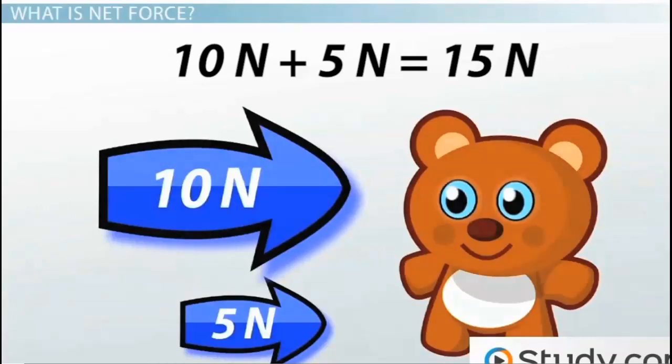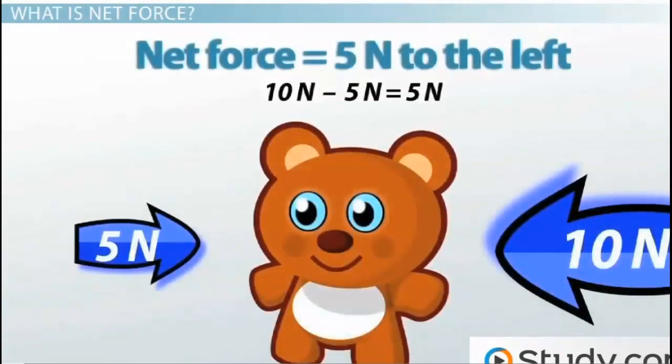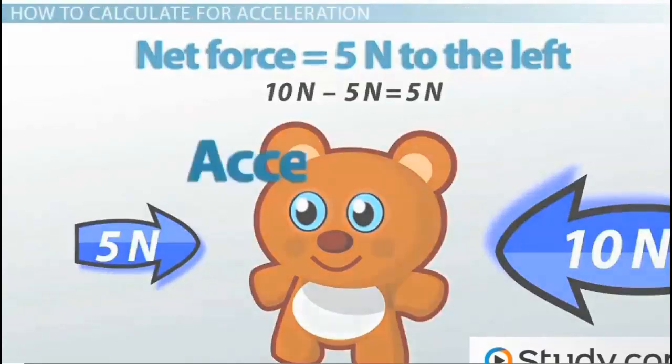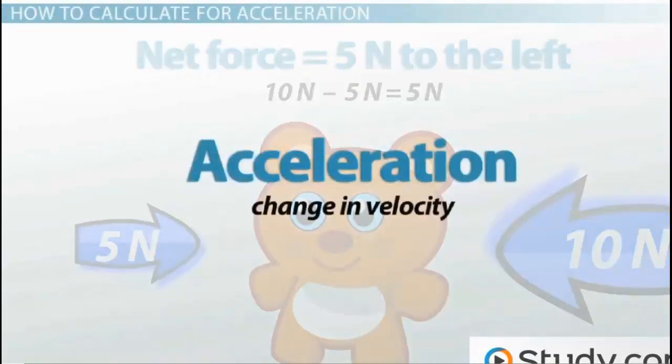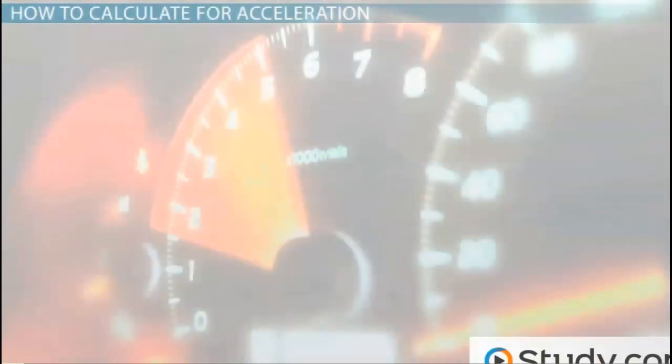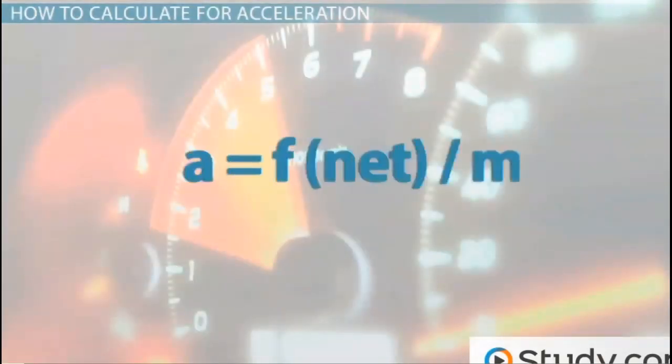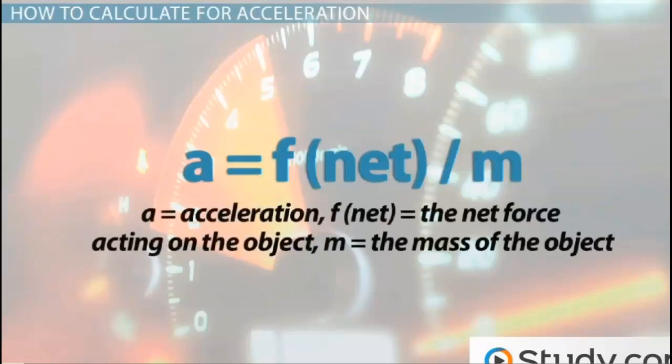Once the net force is determined, the acceleration of the object can be determined. Acceleration is a change in velocity. As long as we know the mass of the object and the net force acting on the object, we can determine acceleration. Let's look at the formula. Acceleration equals the net force divided by the mass, where in the formula A equals acceleration, F net is the net force acting on the object, and M is the mass of the object.